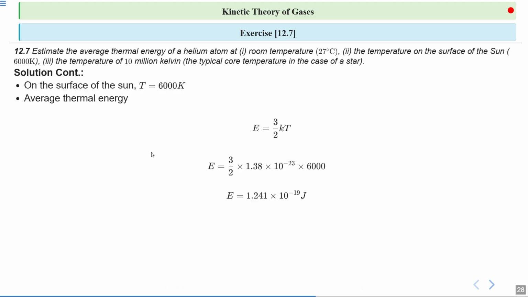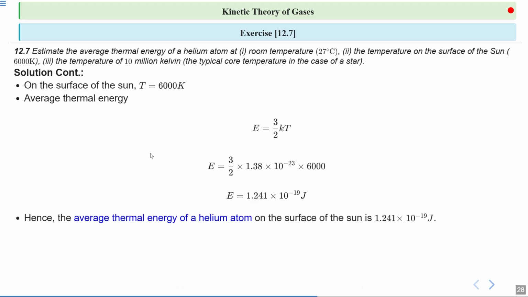After performing the calculation, we find that E is equal to 1.241 into 10 raised to the power minus 19 joule. Hence the average thermal energy of a helium atom on the surface of the sun is 1.241 into 10 raised to the power minus 19 joule.